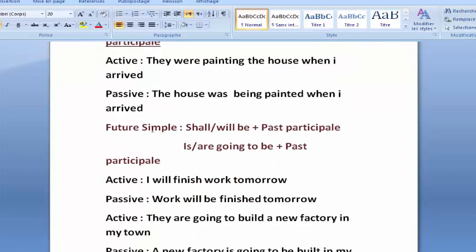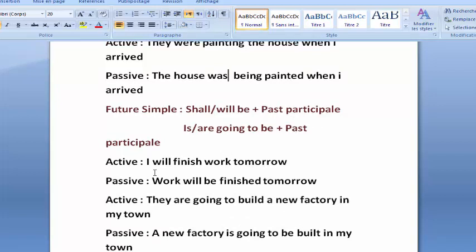We have the future simple: shall, will be plus past participle; is, are going to be plus past participle. Let's see an example. Active form: I will finish work tomorrow. So let's turn it to passive form. Work will be finished. Like the rule said, كما قالت القاعدة هنايا will be زيد لها past participle تاع الفعل، past participle تاع finished.